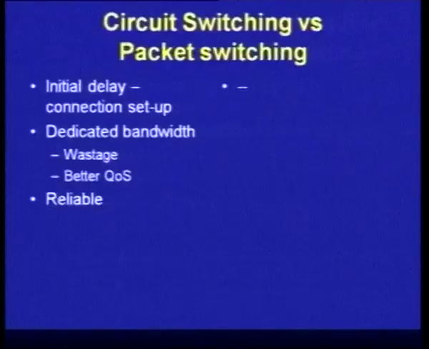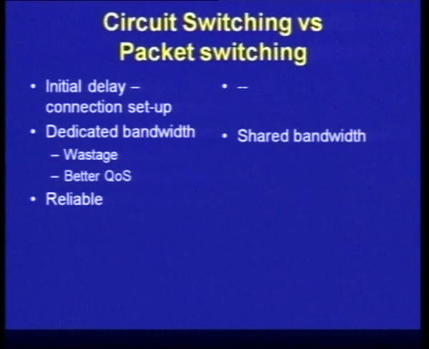Now in circuit switching we said we have an initial delay because of the connection setup. Now in packet switching that does not exist because there is no connection setup. Now on the circuit switching side we have a dedicated bandwidth, whereas over here you have a shared bandwidth. Now since the bandwidth is shared, you have better utilization.